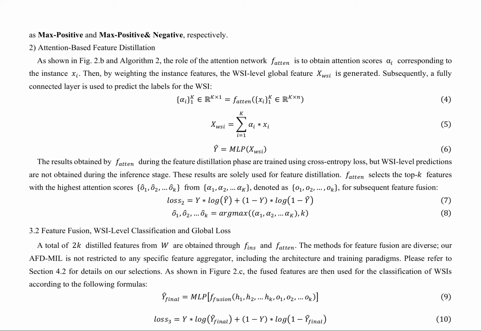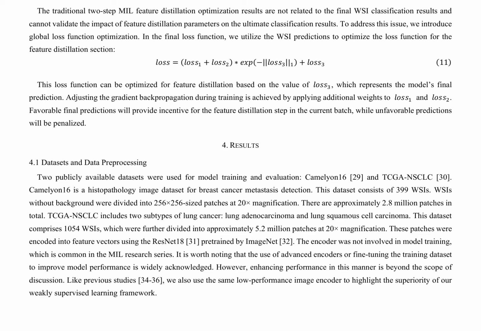The datasets are preprocessed by dividing the WSIs into 256 by 256 patches at 20x magnification, resulting in approximately 2.8 million patches for Camelyon 16 and 5.2 million patches for TCGA-NSCLC. The features are encoded using the ResNet-18 model pre-trained on ImageNet, and the same low-performance image encoder is used to highlight the superiority of the weakly supervised learning framework.